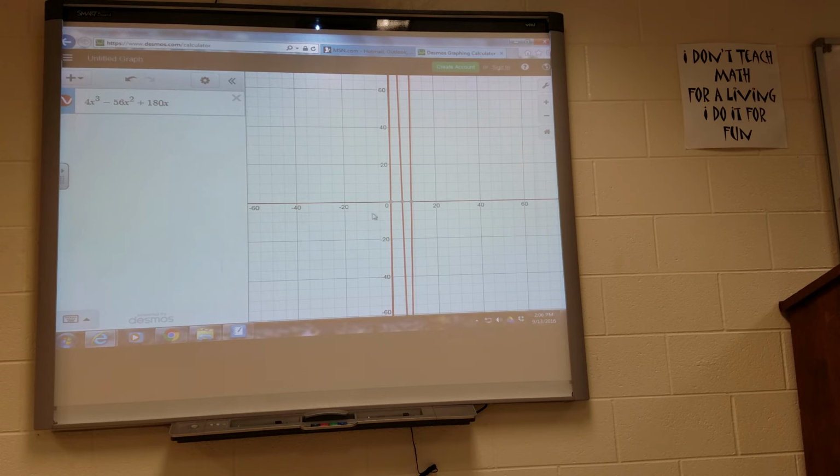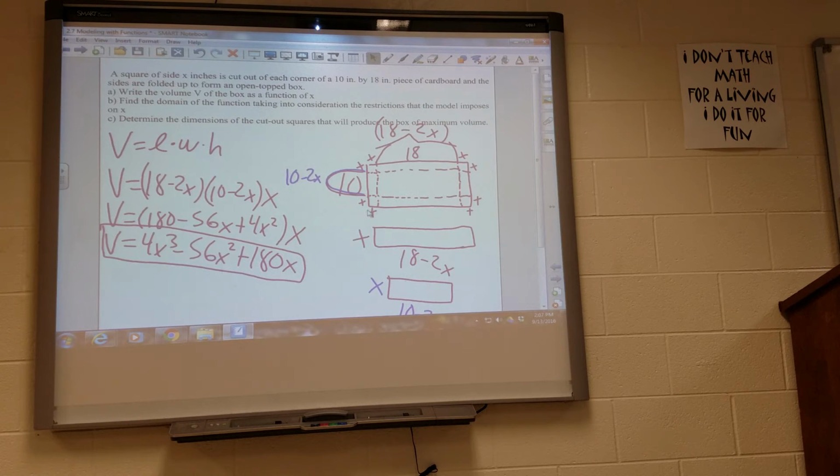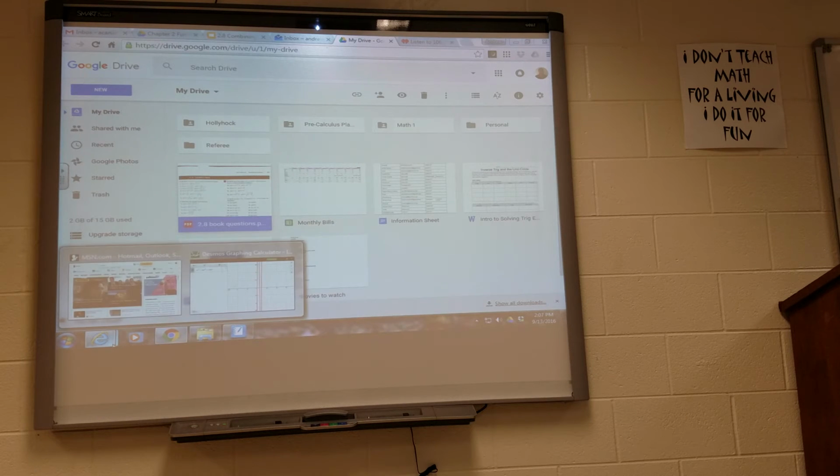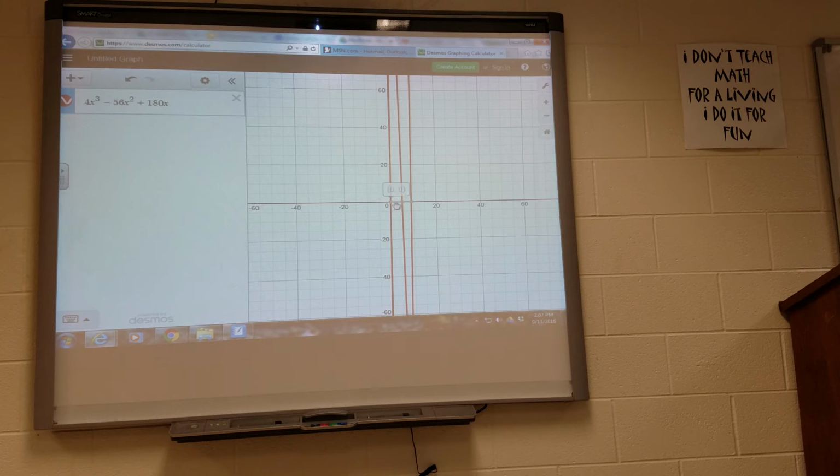So we can see, and the window's not so great on here, but we can see that we have three different parts of this, right? With my domain, I have to have a positive value, right? Because I can never have a negative, I can't have a negative length. So I know that my domain must have the positive value.